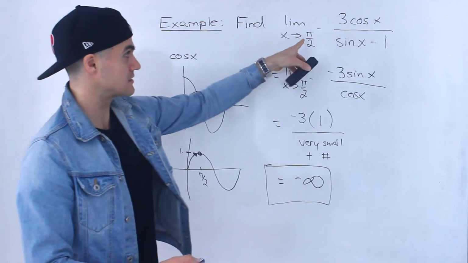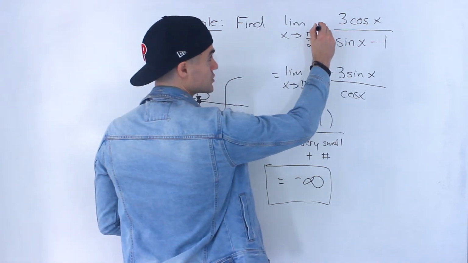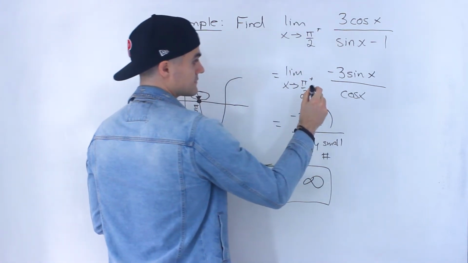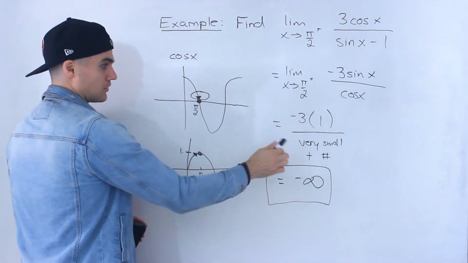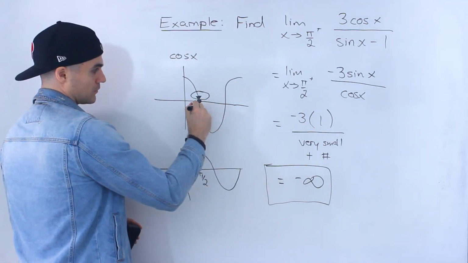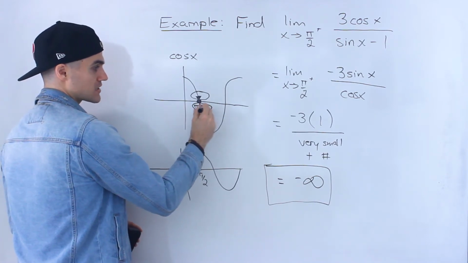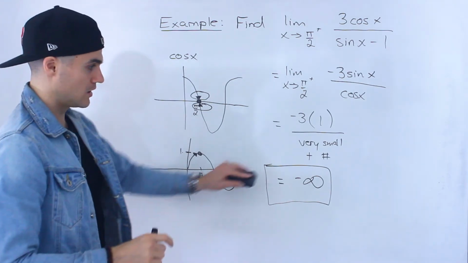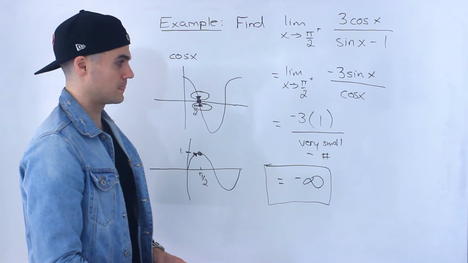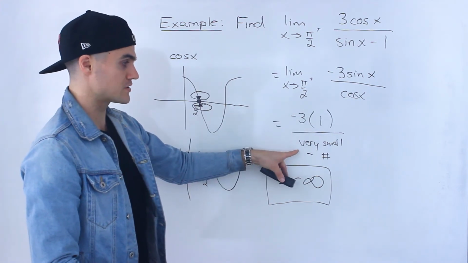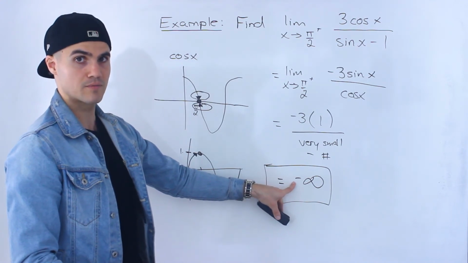And approaching pi over 2 from the negative side actually made a big difference, because if it was approaching pi over 2 from the positive side, the numerator here would stay the same. But all of cos x would be negative there. Close to 0, but a very small negative number. And so we'd have negative 3 over a very small negative number. The negatives would cancel out, and we'd end up getting positive infinity, all right?